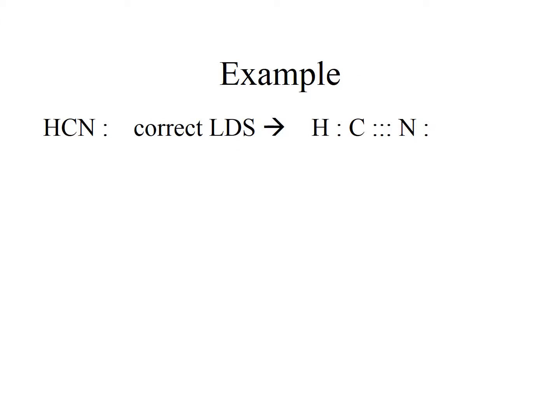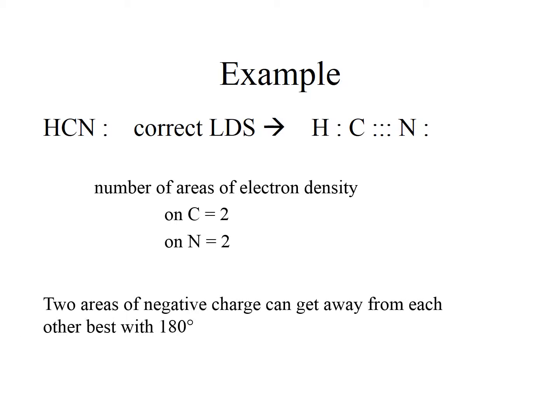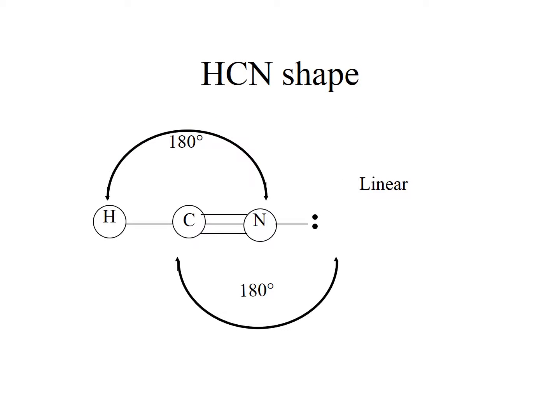So let's look at an example. Here is hydrogen cyanide. If I look at this, you can see that there are two areas of electron density on the carbon and two on the nitrogen. So we say, how can two areas get as far away from each other as possible? Well, it goes into a 180 degree bond angle, which we call a linear structure. So here's a picture of what it would look like, 180 here, 180 here between the triple bond and the non-bonding pair. So it's a very linear molecule. If you were to pick up the hydrogen and wag this around, it would be like a little stick.